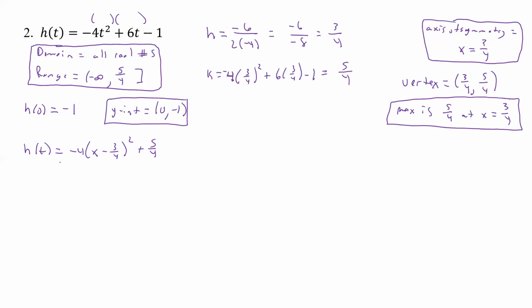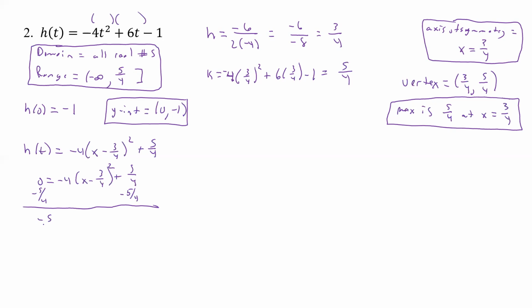Now let's see if that's easier to solve. So what we're going to do is we're going to say 0 equals -4 times x minus 3/4 plus 5/4, and that's squared. Now I'm going to subtract 5/4 from both sides.